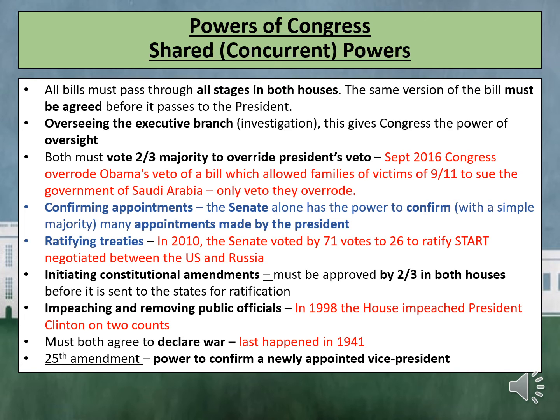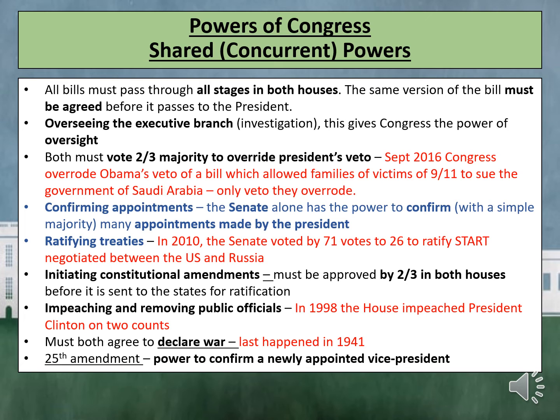Under the Constitution, Congress has shared and concurrent powers. The ones in blue relate only to the Senate. All bills must pass through all stages in both houses. The same version of a bill must be agreed upon before it passes to the President. Neither house can override the wishes of another. The Constitution does, however, grant one special lawmaking power to the House of Representatives, in that only the House can begin the consideration of money bills.